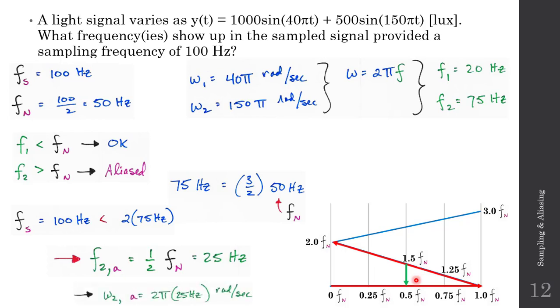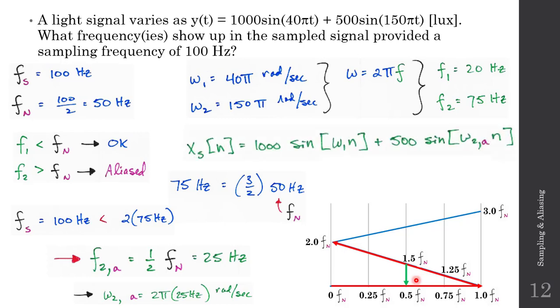Here's a description of 25 Hertz in terms of a radial velocity, right? Radians per second. And thus we can describe the sampled signal as a discrete signal because I'm sampling it. Thus you have the brackets. That'll be equal to 1000 times sine of 20 Hertz, or in this case, 40 pi t, times n, right? Instead of t, in terms of time, it would be n, discrete samples, plus 500 times sine of 50 pi t. And once again, we're not using t because it's discrete, so it'll be 50 pi n.